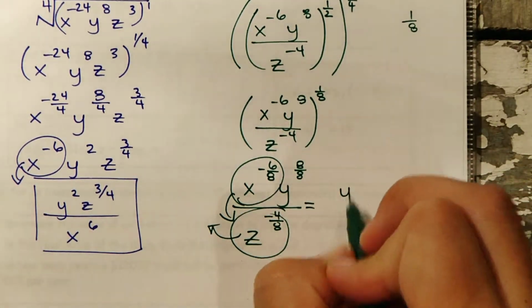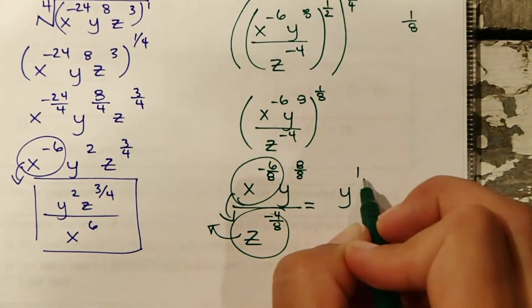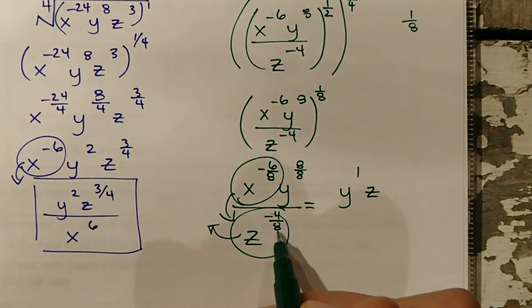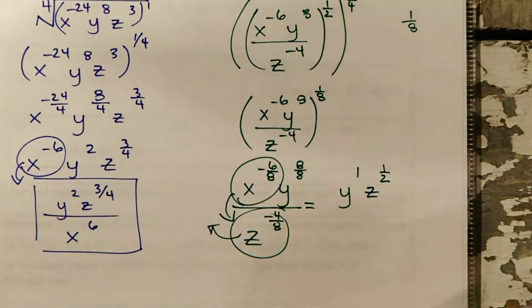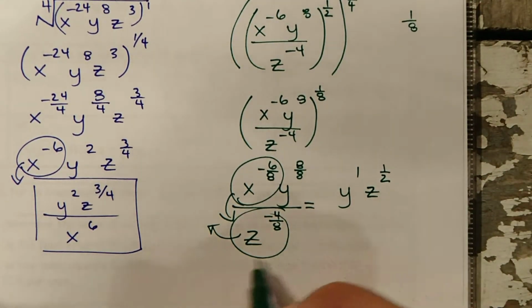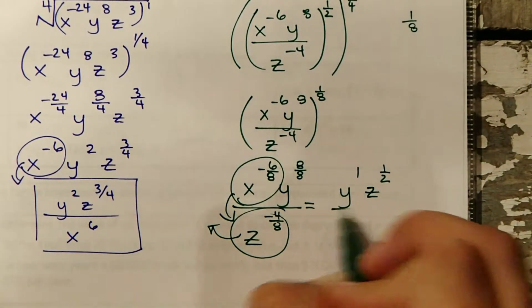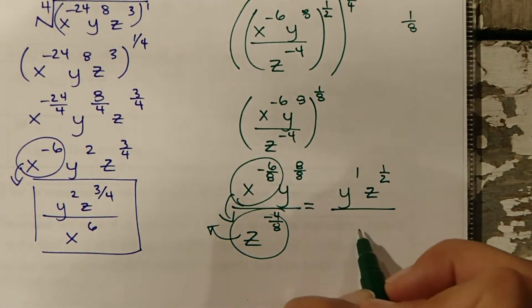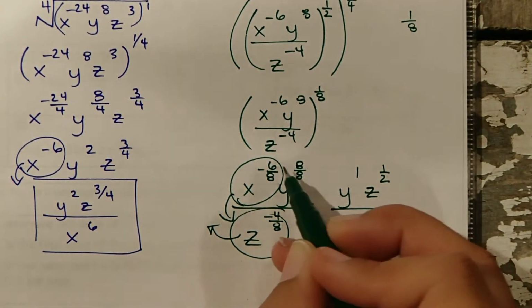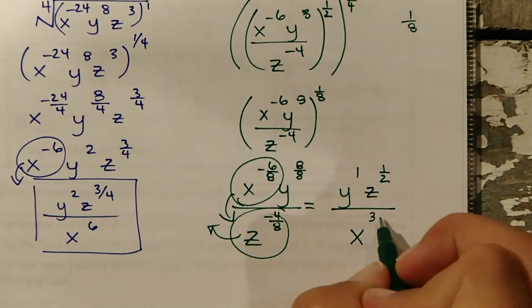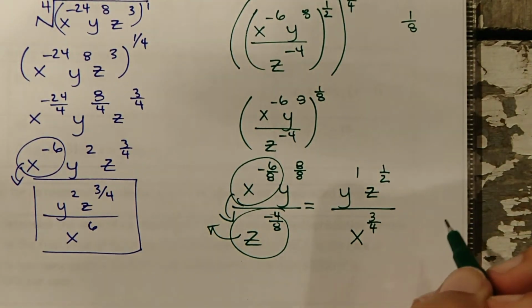So we'll have y to the 1, 8 over 8 is 1, z to the 1/2. Negative 4 over 8 will reduce to negative 1/2. When we bring it up, it becomes positive. X to the, it's now going to be positive because it's in the denominator, and 6 over 8 will reduce to 3 over 4. So we'll have x to the 3/4 in the denominator.